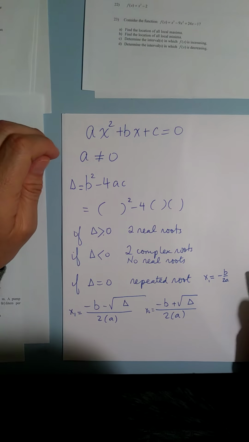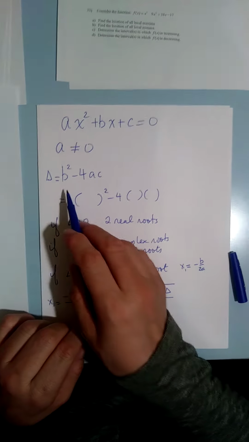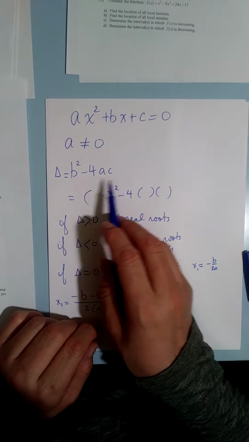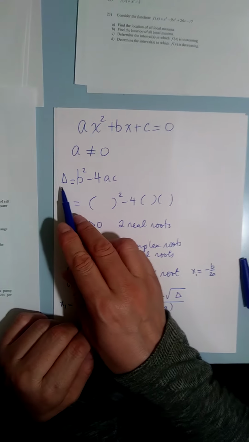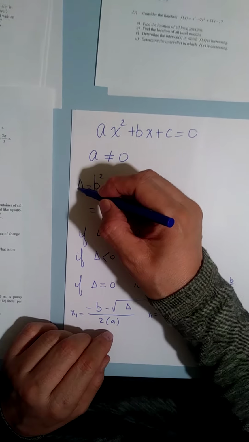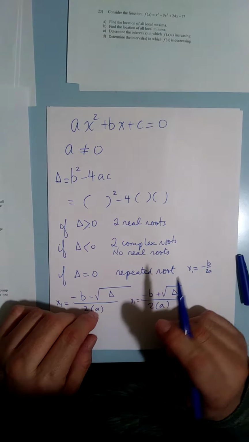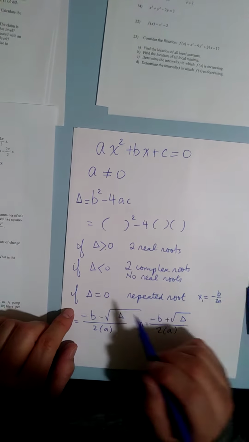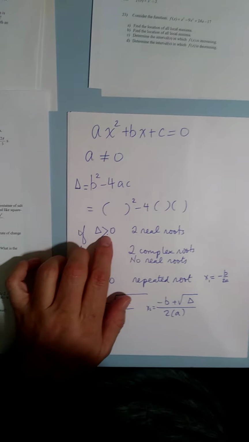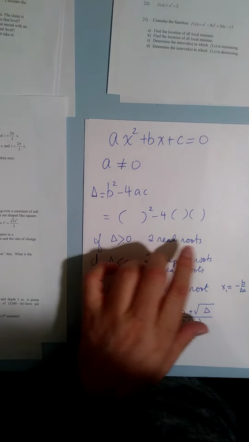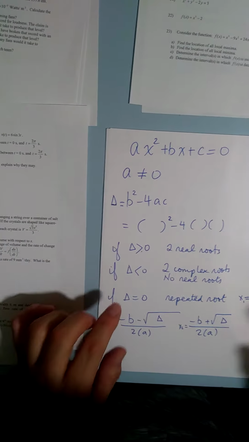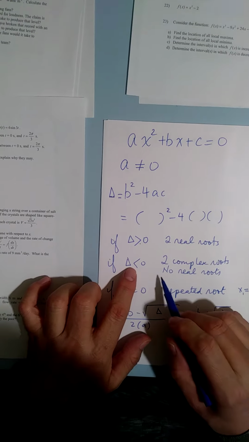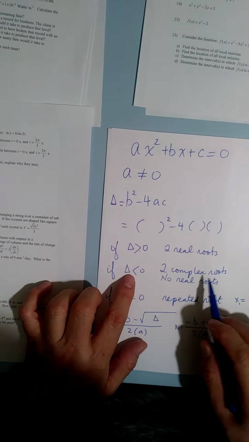When you're solving a quadratic equation, it's important to calculate this quantity, b squared minus 4ac, and we call it the discriminant. Let's just call it delta. So delta is b squared minus 4ac. If delta is positive, then there are two real roots and they are different. If delta is negative, there are no real roots. Both roots will be complex.